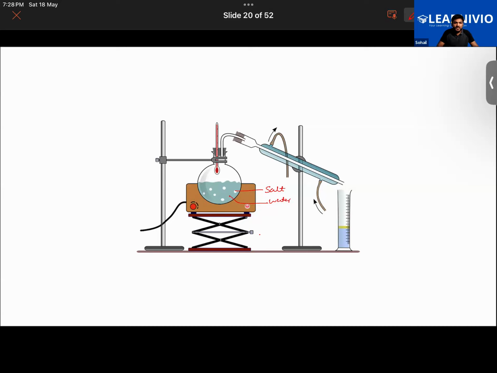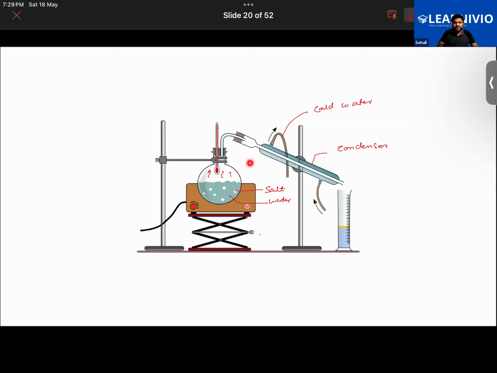So you are boiling the liquid in it, and the vapors will be rising up. It will go into this condenser. This structure is called a condenser, in which cold water is running. You see this pipe? Look at this pipe. In this pipe, cold water is flowing. So this cold water keeps this glass chamber, that is the condenser, cold.